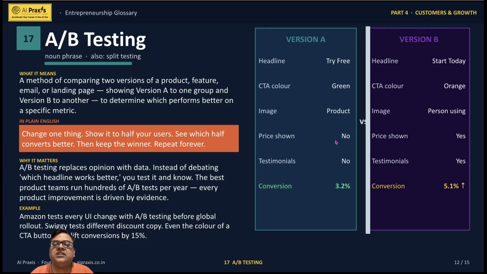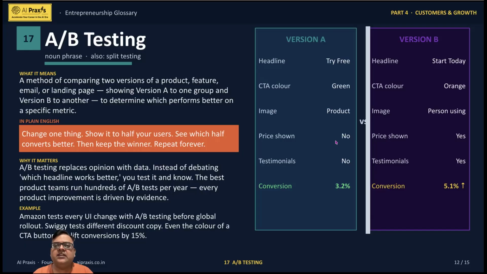Now, A/B testing means comparing two versions, version A and version B, to see which performs better. Let's simplify this. Instead of debating which headline is better, you test it. Half users see version A, half see version B. I think when you're using ChatGPT these days, it sometimes gives two responses, option A and option B, and you opt for one. Must have seen that, right? Because they're trying to collect how many users are actually using which and what they actually liked. And the data tells you the answer, right?